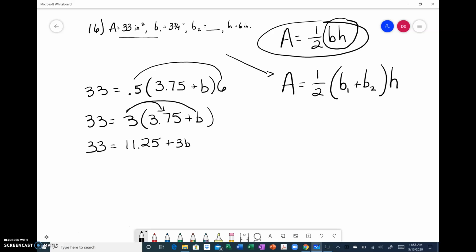Now, you should, at this point, know how to solve it. I need to move the constant to the other side. I don't have my decimals lined up, but I'm going to use the calculator anyway. 33 minus 11.25 is 21.75 equals 3b. So then I just divide 21.75 by 3 to get 7 1/4. And that is the length of the base that we did not know. That's how you do that.